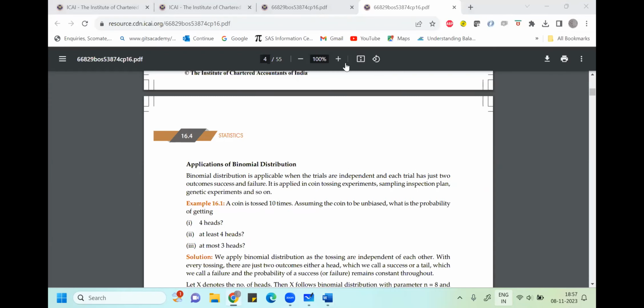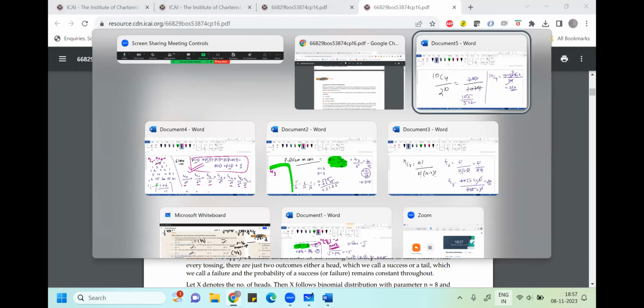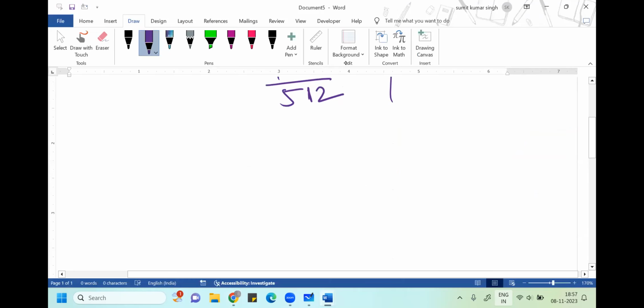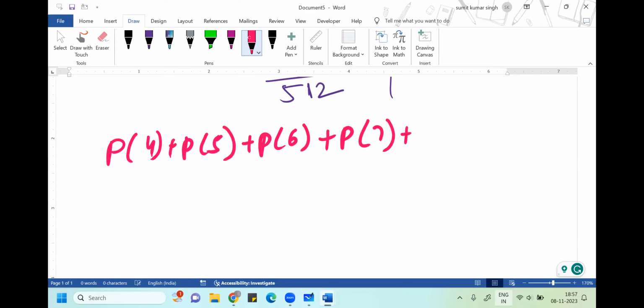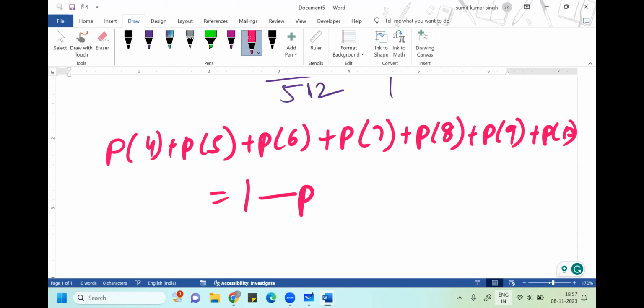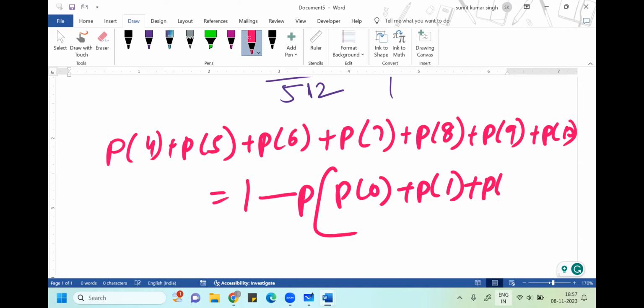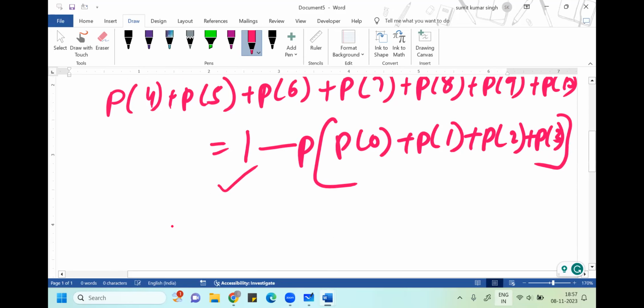At least 4 heads. If I'm asking you at least 4 heads, it means 4 head plus 5 head plus 6 head plus 7 head plus 8 head plus 9 head plus 10 head. Either you do it like this, or 1 minus the probability of 0 head plus 1 head plus 2 head plus 3 head, which is easy for you. It's up to you. For me, this part is easier, so I'll do it like this.